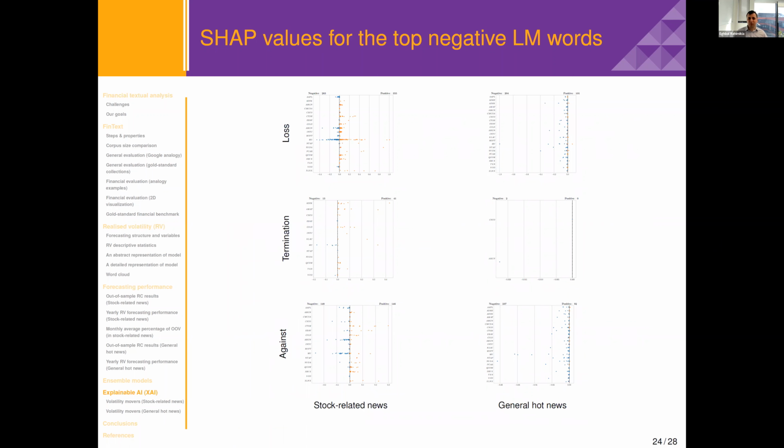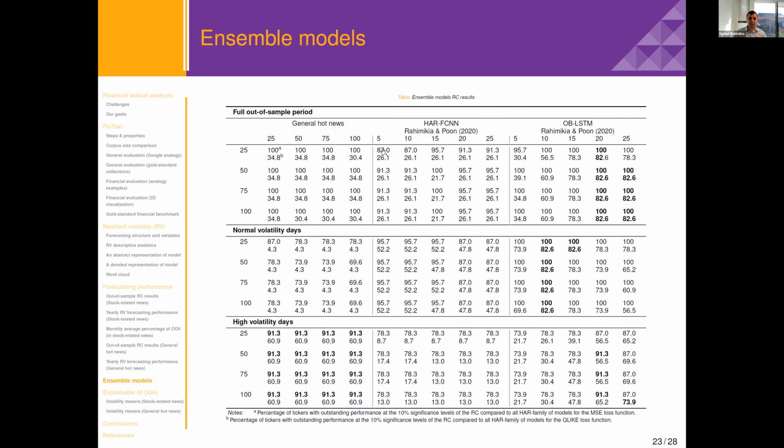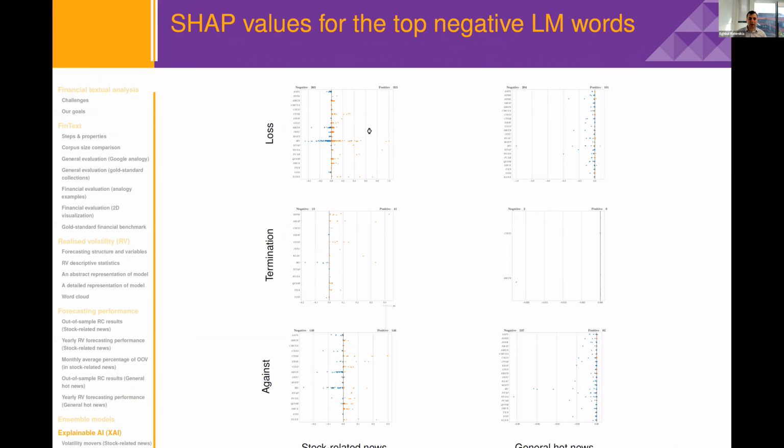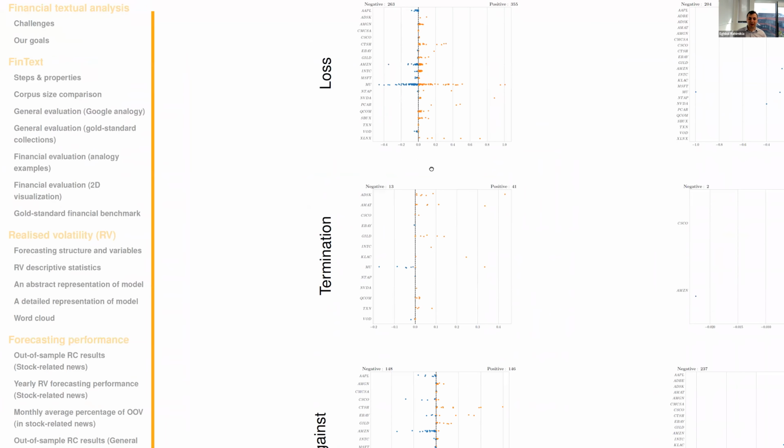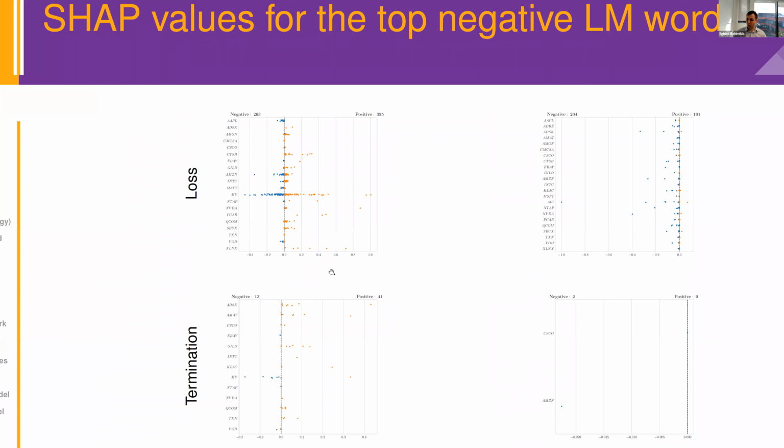But finally, we move to the explainable AI, which is quite important. Here, we are applying explainable AI on our model. So these, last, termination, and against, are the most repeated negative words in the McDonald dictionary. And if I am able to zoom here, yeah. So last, termination, and against we have here for each row.